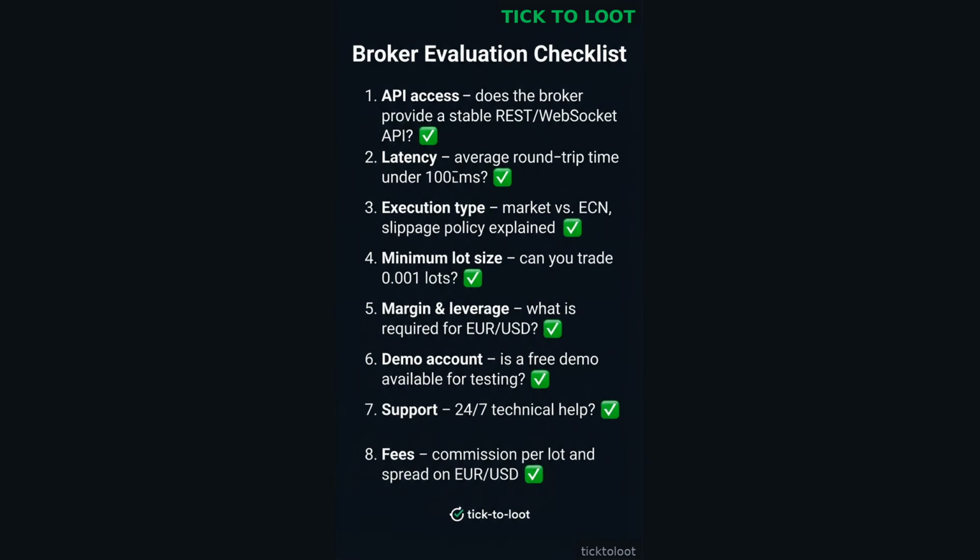Finally, let's give you a quick, practical checklist you can use today to evaluate any broker before you hook up your automated strategy. Grab a pen or open a notes app and work through these 8 points one by one. 1. API access. Does the broker offer a stable programming interface like a REST or WebSocket API that your bot can connect to? Without an API, your bot can't send orders automatically.